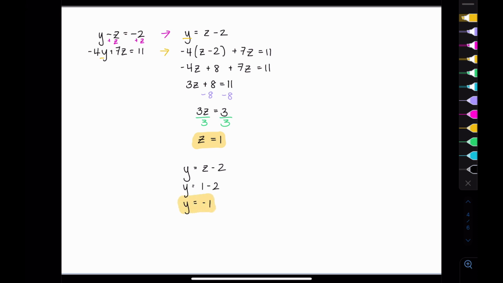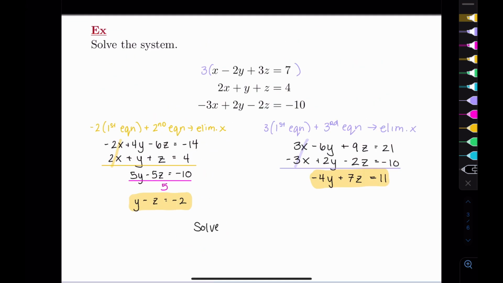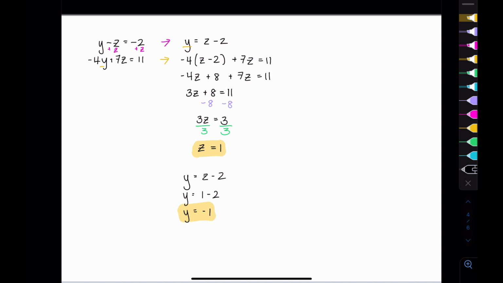The only thing missing now is x, so that means I have to go back to my starting equations. You can pick any one of these three, plug in y and z, and find your x. I'm just going to use this first equation. Copying that down, our first equation tells us that x minus 2y plus 3z needs to equal 7. We just figured out that y is negative 1 and z is positive 1.